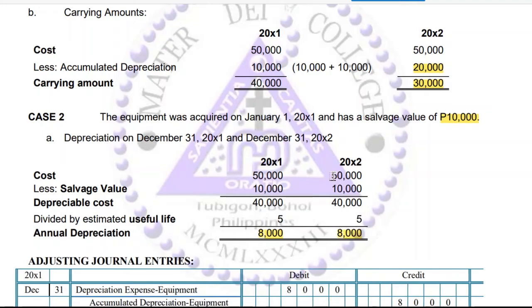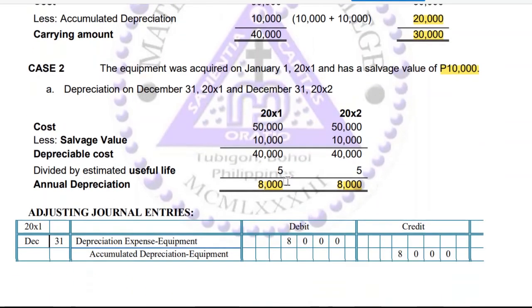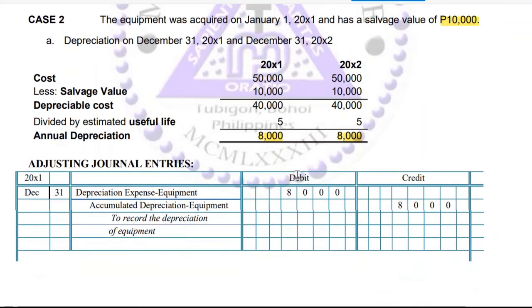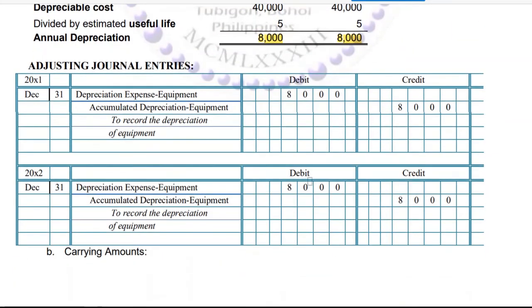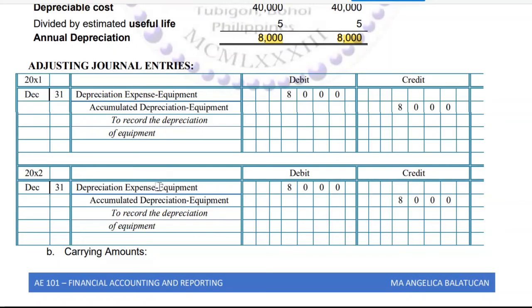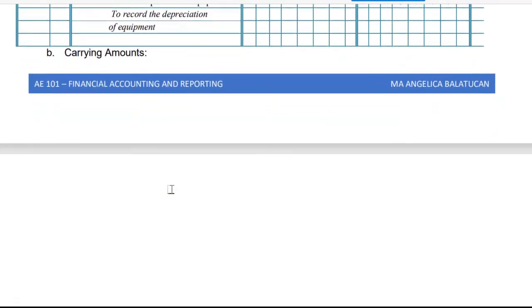It repeats until year 5, which is at the end of 5 years. So that's 8,000 times 5, that's 40,000. What remains is the salvage value of 10,000. So the entry is simply debit depreciation expense, credit accumulated depreciation, same amounts for 20x1 and 20x2.